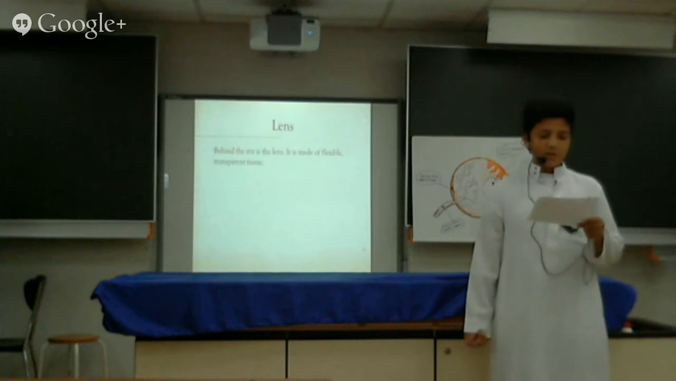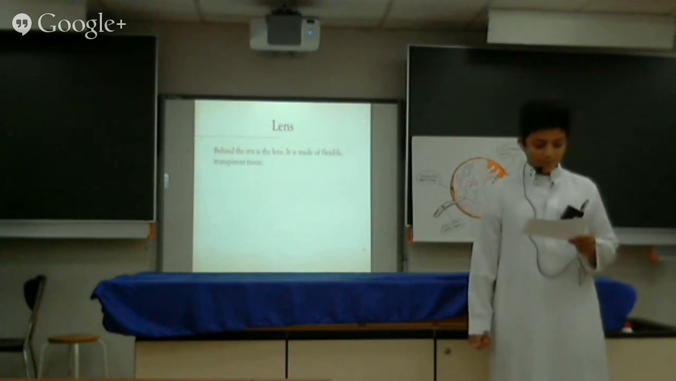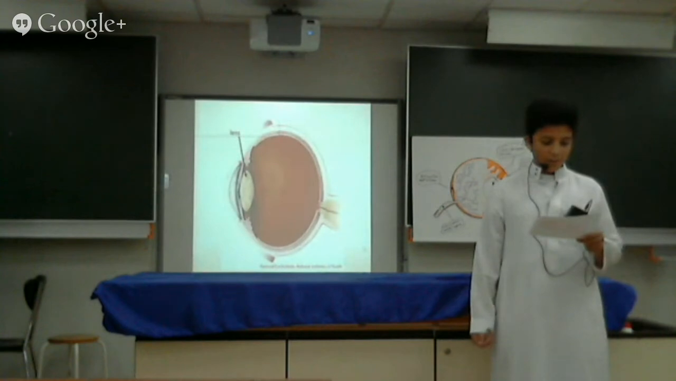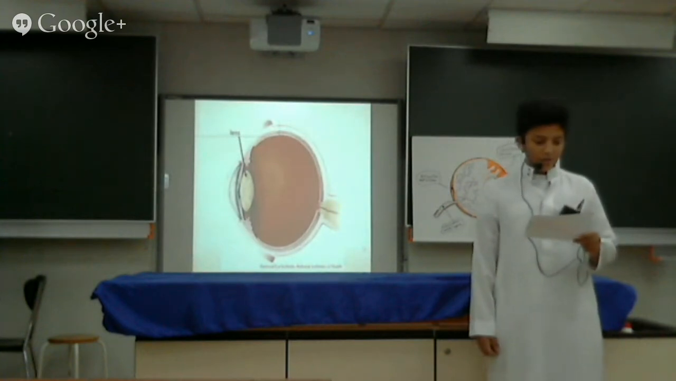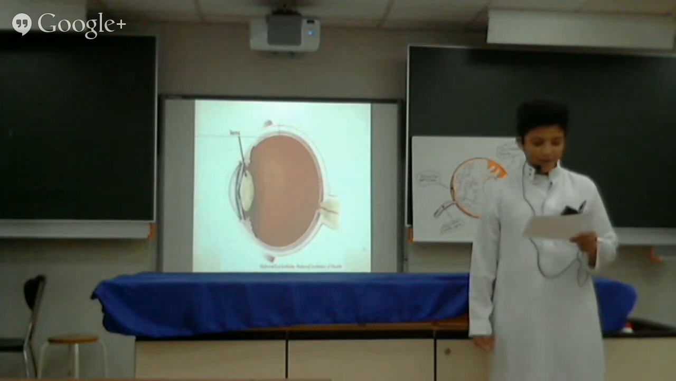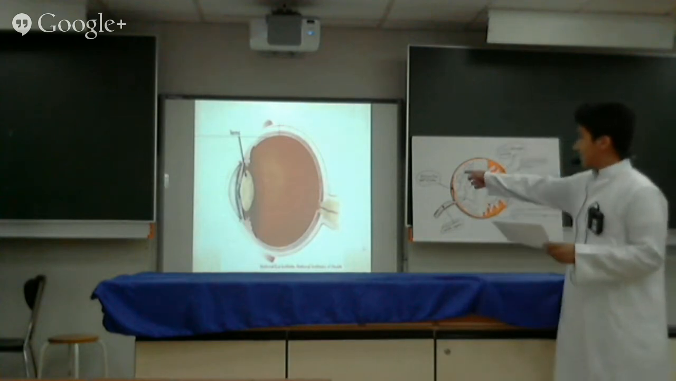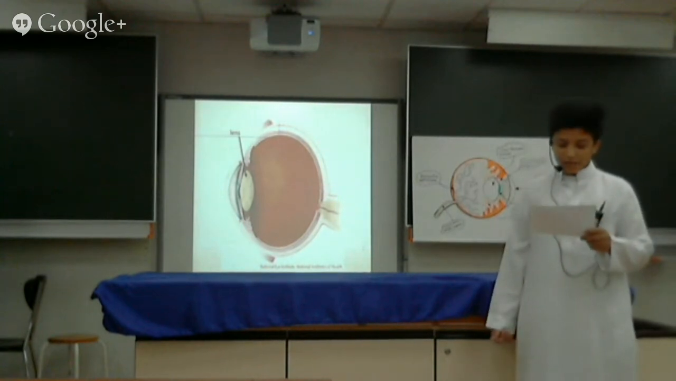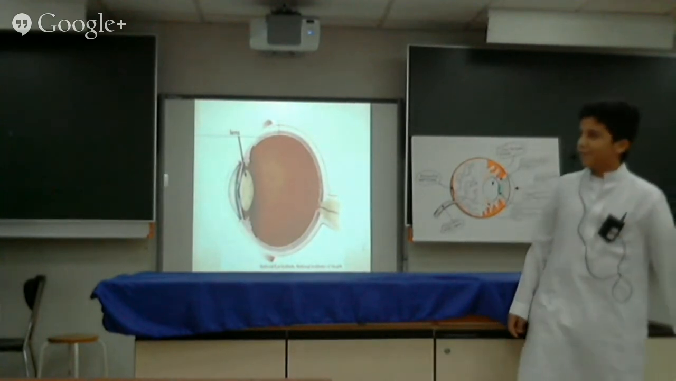The muscles surrounding the lens change the lens shape to focus on nearby objects. These muscles relax and the lens becomes more curved. To focus on distant objects, these muscles pull on the lens and make it flatter. And this is the lens, the white thing. Now you'll know better about the retina with the help of my friend Talal Shai.